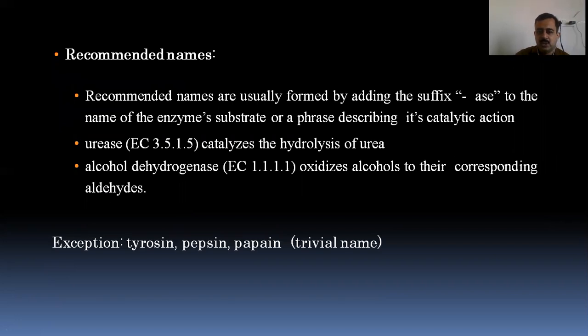Recommended names are usually formed by adding a suffix. So what is the suffix? The suffix -ase is added to the name of the enzyme's substrate or to a phrase describing the catalytic reaction. Urease, EC 3.5.1.5, catalyzes the hydrolysis of urea. You can see here, -ase has been added to urea. Alcohol dehydrogenase oxidizes alcohol to the corresponding aldehydes. Trypsin, pepsin and papain are trivial names.